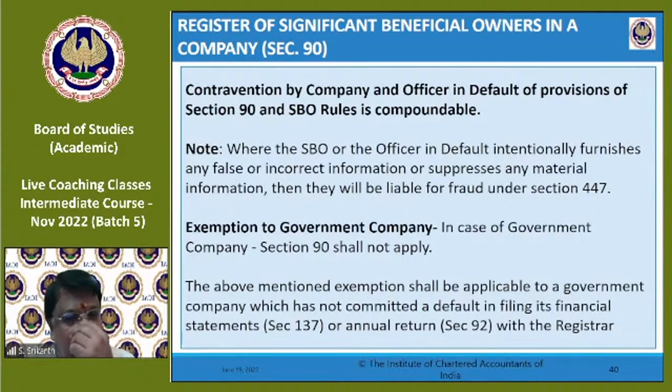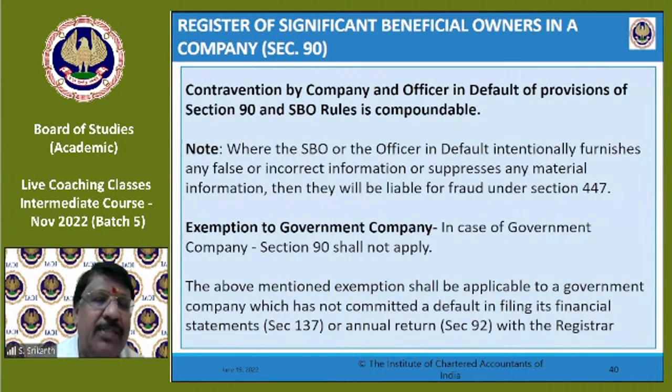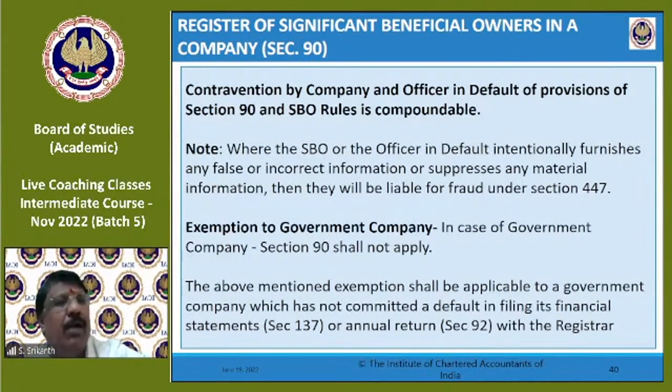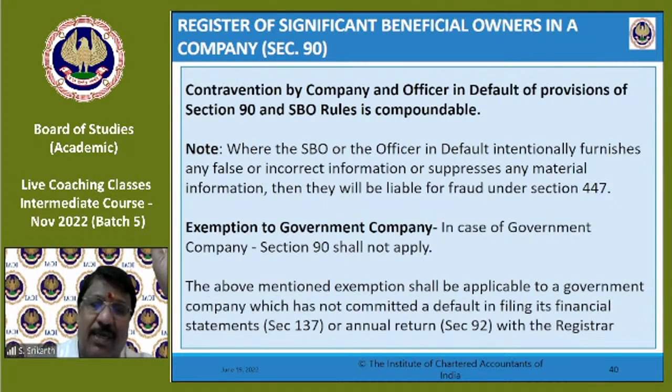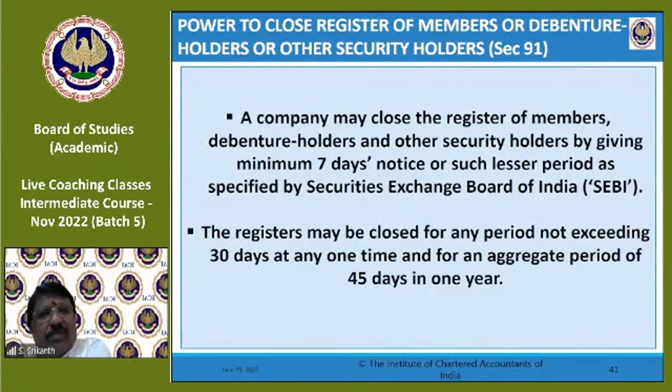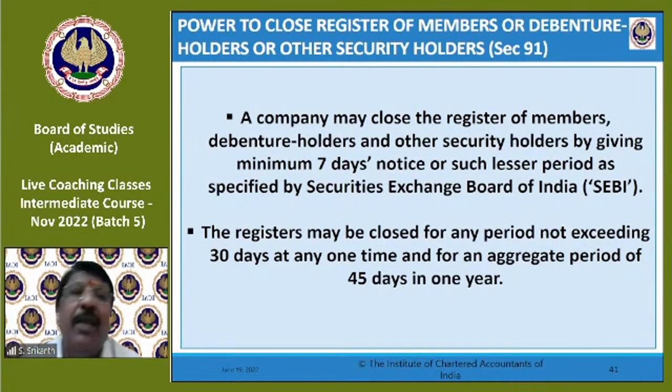Government companies are not covered by section 90, provided they have filed the annual return and financial statement. Whenever I say exemption to a government company, section 8 company, or private company, automatically you should understand they should have filed their returns, etc. Okay. Now we are seeing power to close register of members or debenture holders.